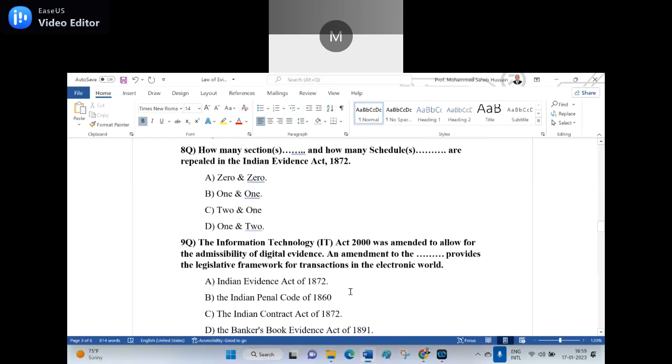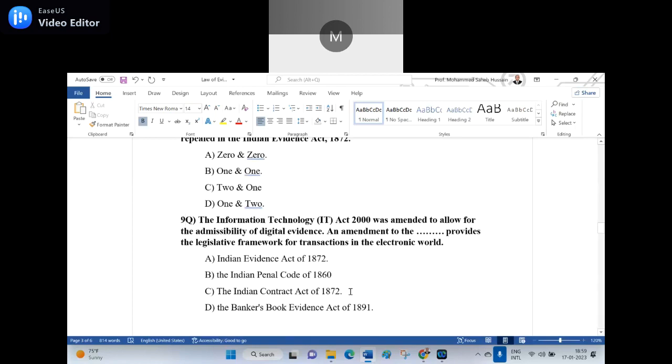The Information Technology IT Act 2000 was amended to allow for the admissibility of the digital evidence. An amendment to the dash provides the legislative framework for transaction in the electronic world. Which acts are amended because of the Information Technology Act 2000? A. Indian Evidence Act 1872. B. The Indian Penal Code of 1860. C. The Indian Contract Act of 1872. D. The Bankers Book Evidence Act of 1891. B is right answer, sir. The Indian Penal Code 1860.